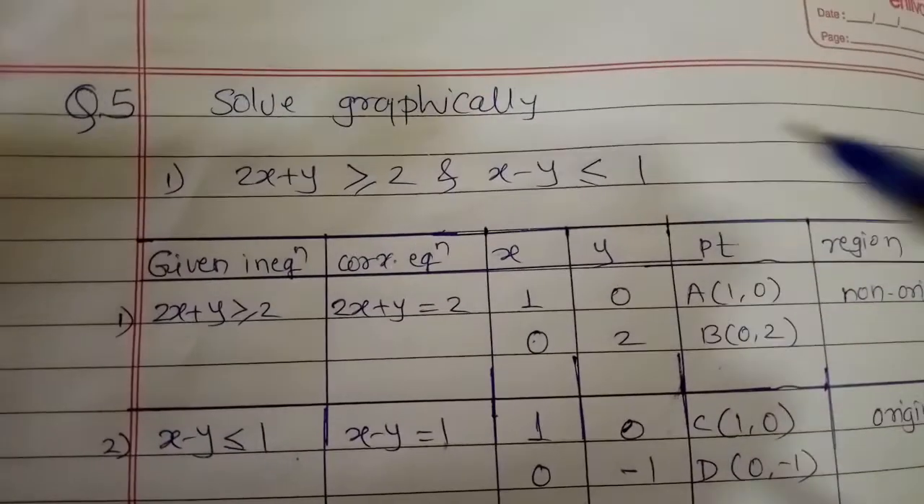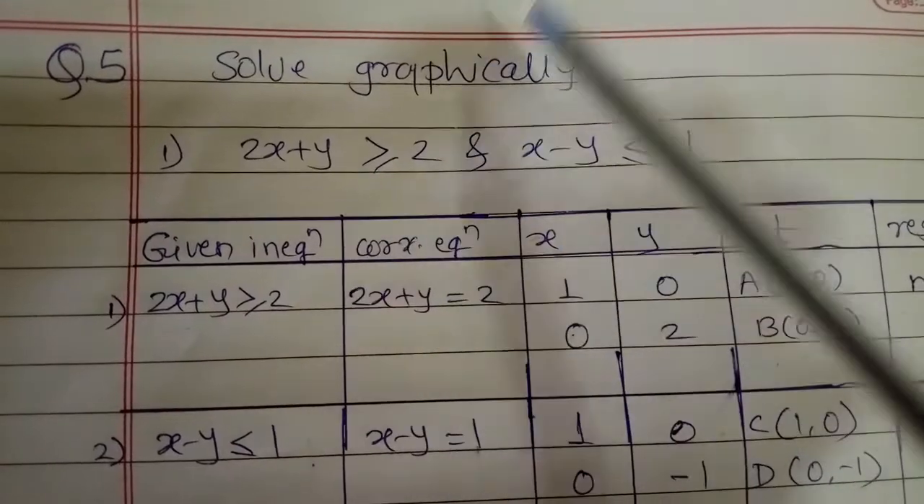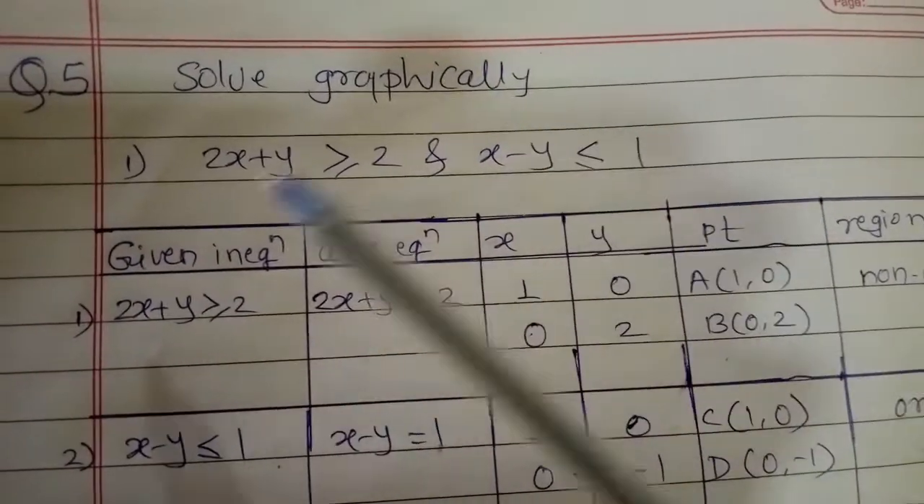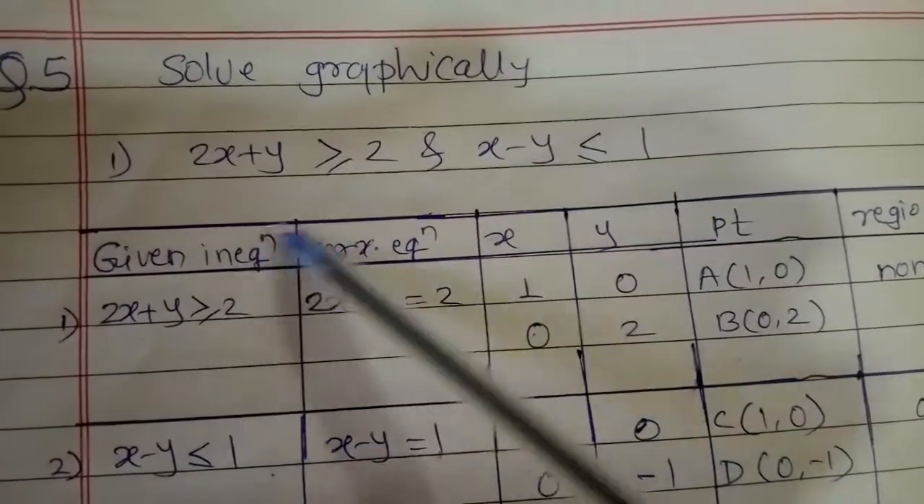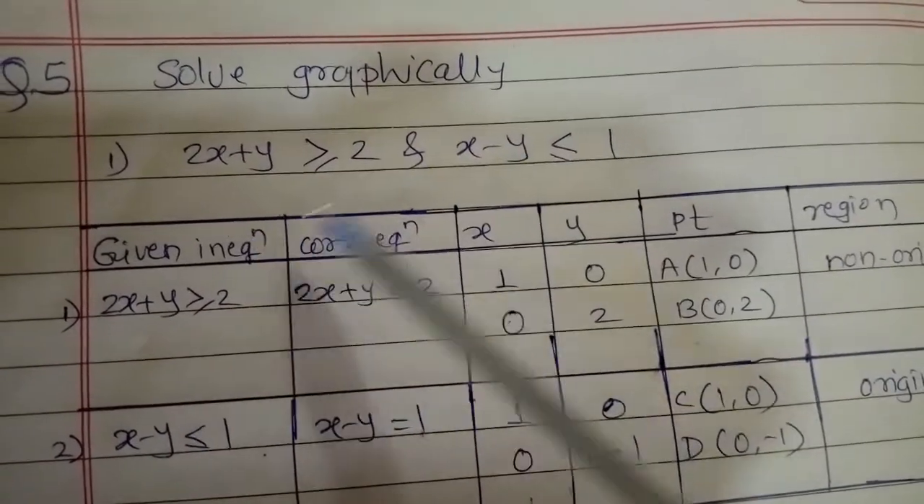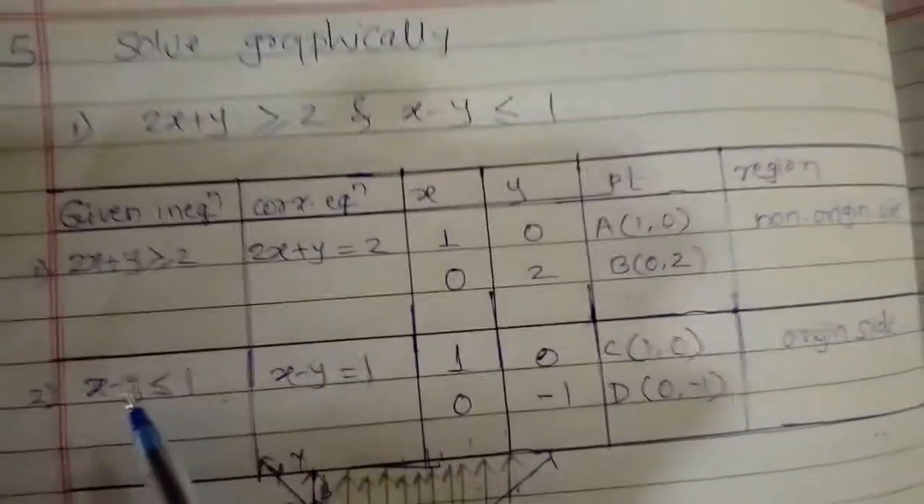Now we are going to solve question number 5. Now see, what is question number 5? In question number 4 we plotted the graph, or solved the inequation graphically. Only one inequation we solved in question number 4. In question number 5, at a time we have to draw two inequations by graph. We have to solve the two inequations by graph. So the same process we have to do here.